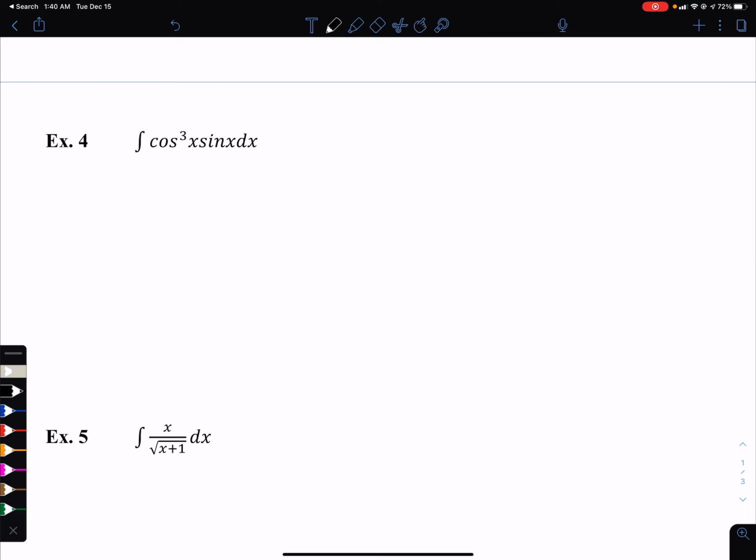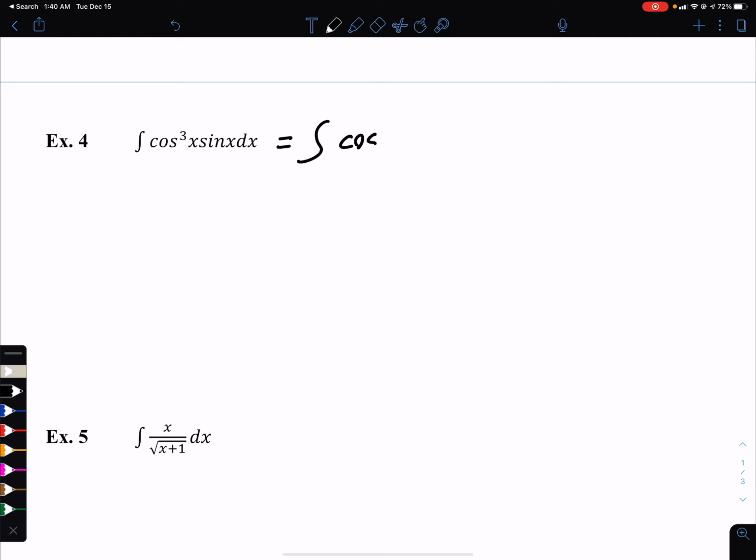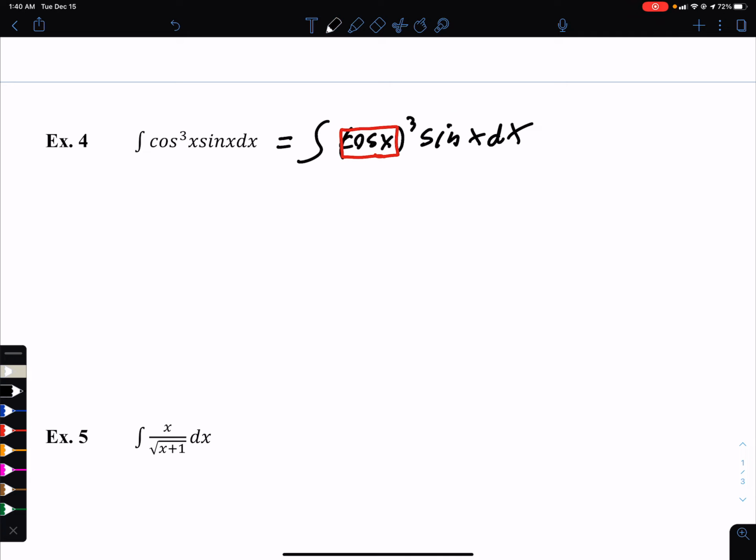Example 4. So where's my function in my function? Let me rewrite this. This is cos x cubed times sine x dx. And it appears there's my function in the function. It's not always this easy. Sometimes you have to experiment and try different things. But it works out nicely in this case. So I wish this were just a single variable. Then I can use the power rule. So I'm going to let u equal that cos x.